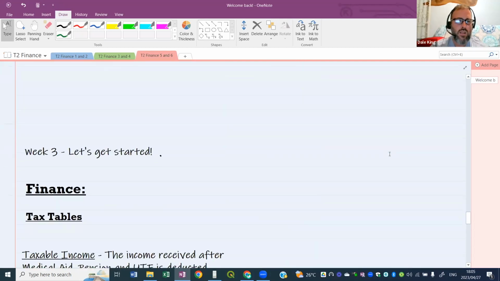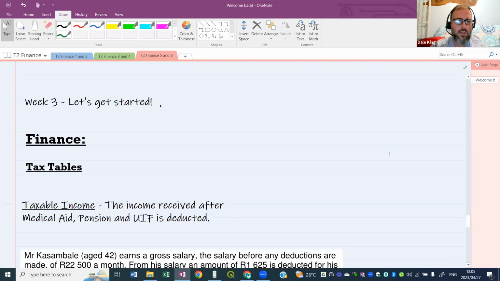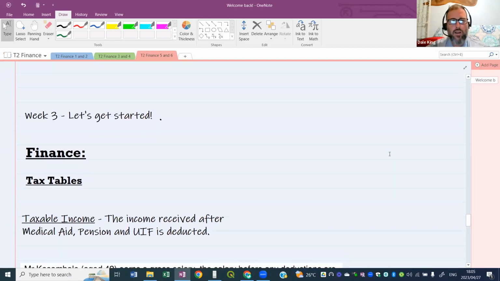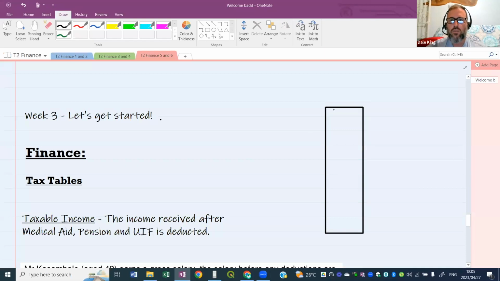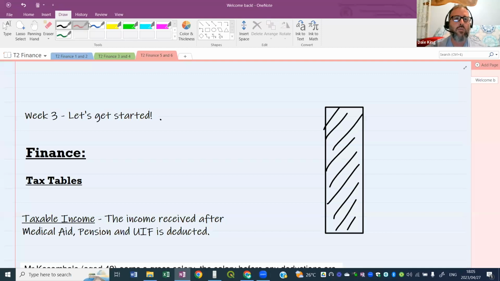Okay, so it's week 3, last week of the finance course, and we're talking about tax tables. Now, in the previous lesson, we learned about income and income tax. Unfortunately for all of us, when you earn a salary, which could be represented by this long bar over here, SARS takes a portion of this salary. Let's say the portion is this much over here.